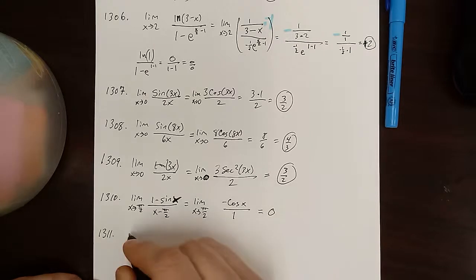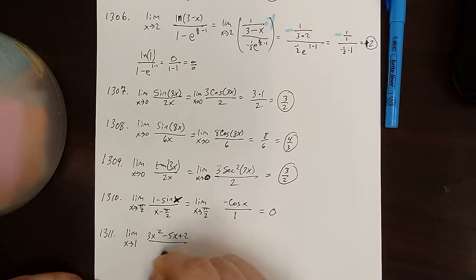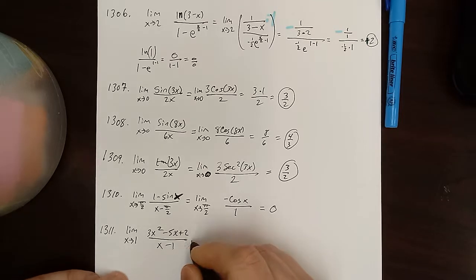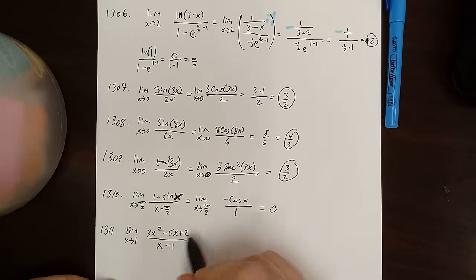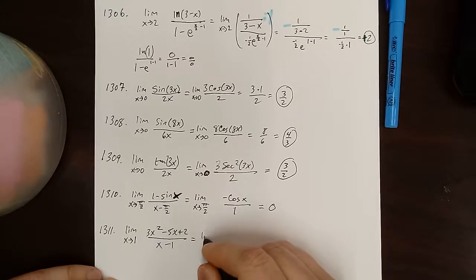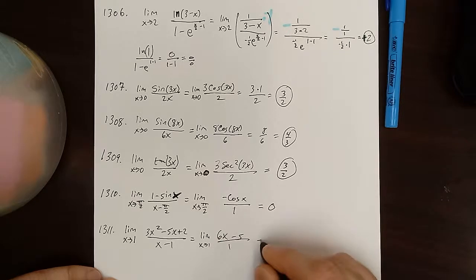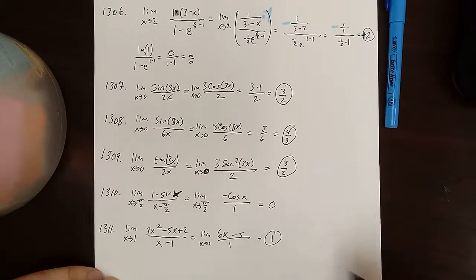All right, 1311. The limit as x approaches 1 of 3x squared minus 5x plus 2 all over x minus 1. So plugging 1 on the bottom, I get 0. Plugging 1 on the top, we get 3 times 1 is 3, minus 5 times 1 is 5, so 3 minus 5, negative 2 plus 2. Oh, cool, we get 0 over 0. So then we can take the derivative of the top and the bottom, plug in the 1, get 6 minus 5, and get 1.